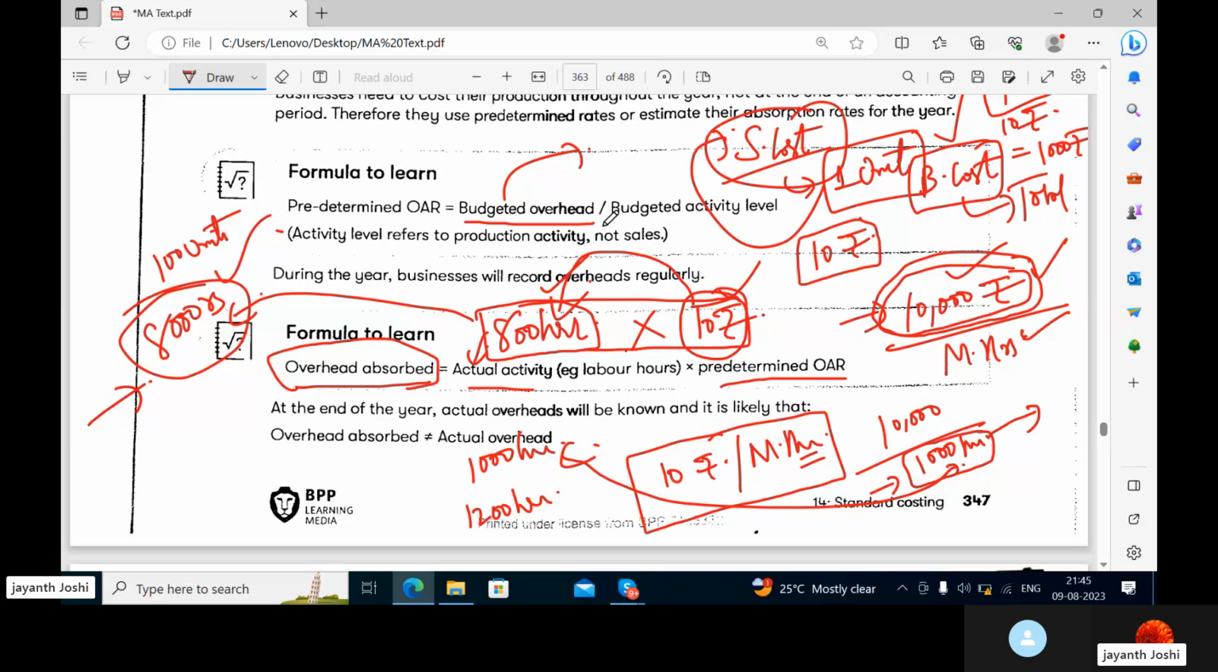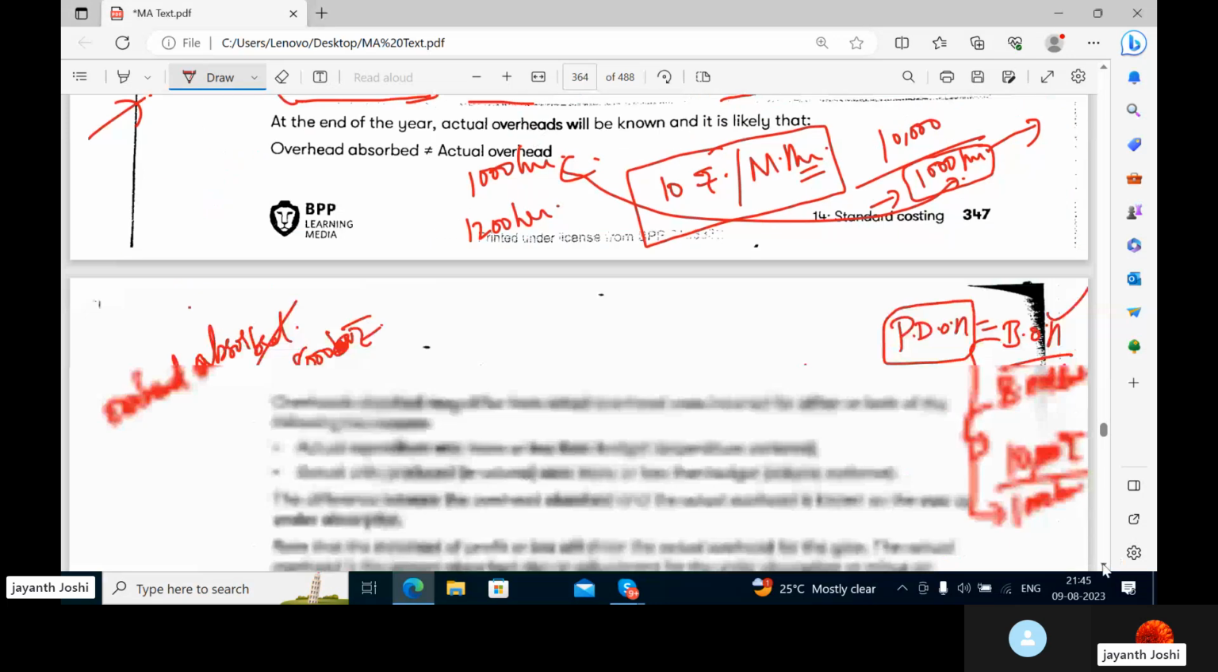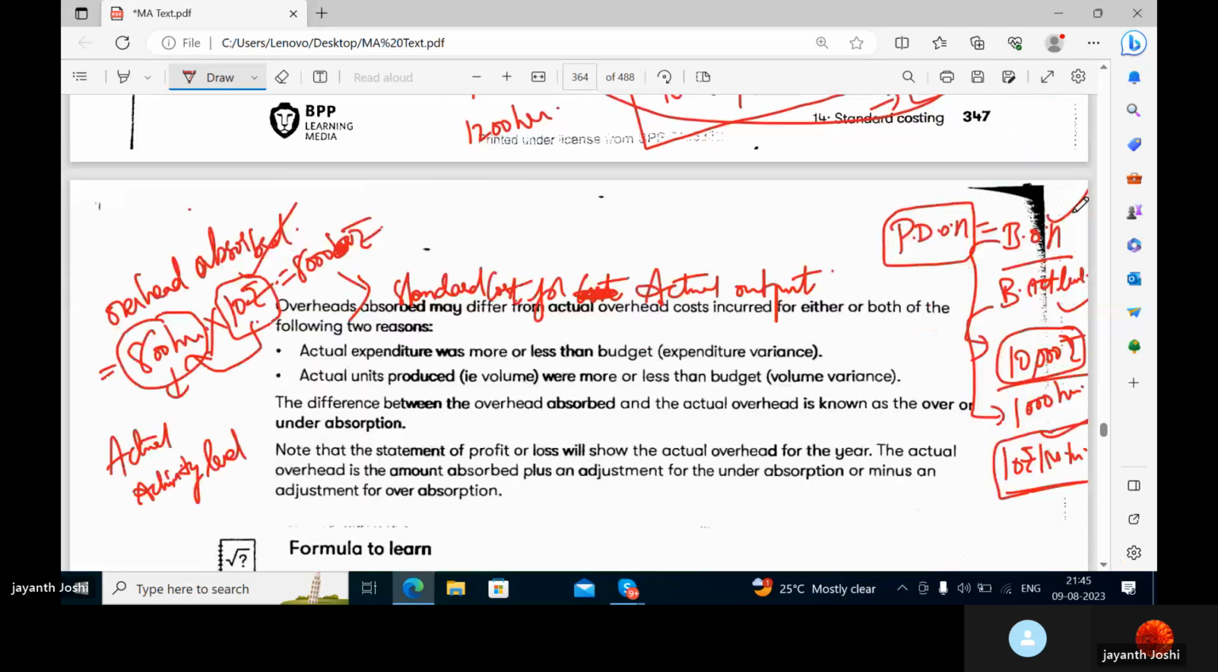Now, see, we are going to find out something right now. We are going to find out the over absorption and under absorption of overheads. But before that, we will go for a concept about the standards.